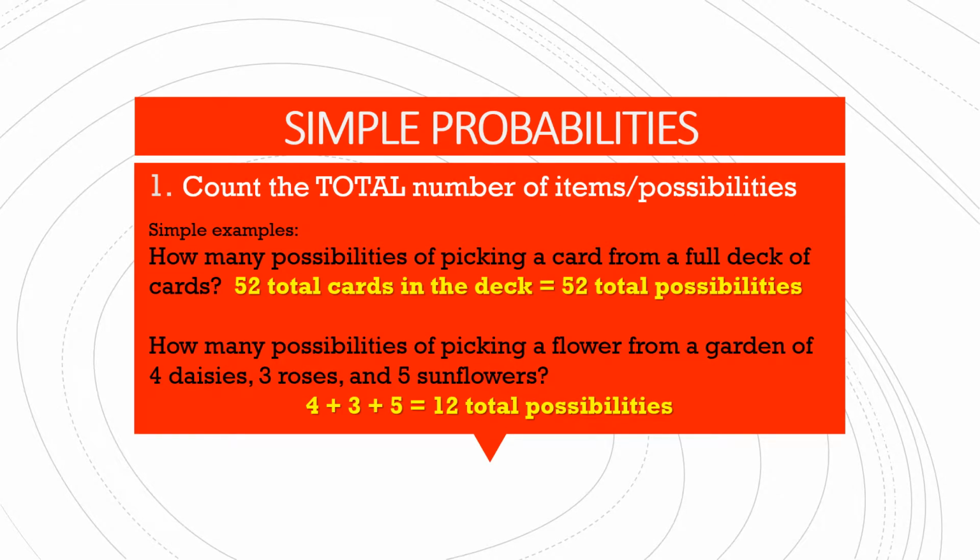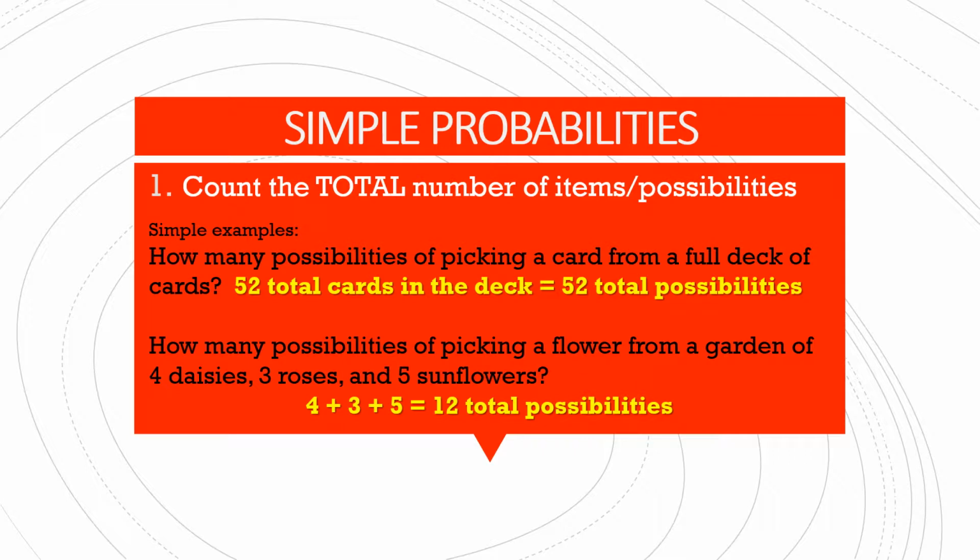So here's some examples. For number 1, you want to count the total number of items or possibilities. How many possibilities of picking a card from a full deck of cards? Picking any card. There are 52 total cards in a deck of cards. That means there are 52 total possibilities. If you were to close your eyes and just select a card at random out of a deck of cards, you have a 1 in 52 chance of picking any of the cards in there.